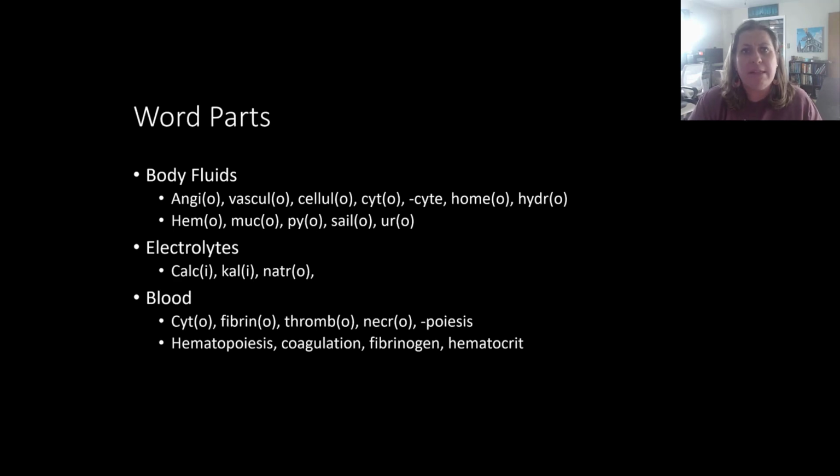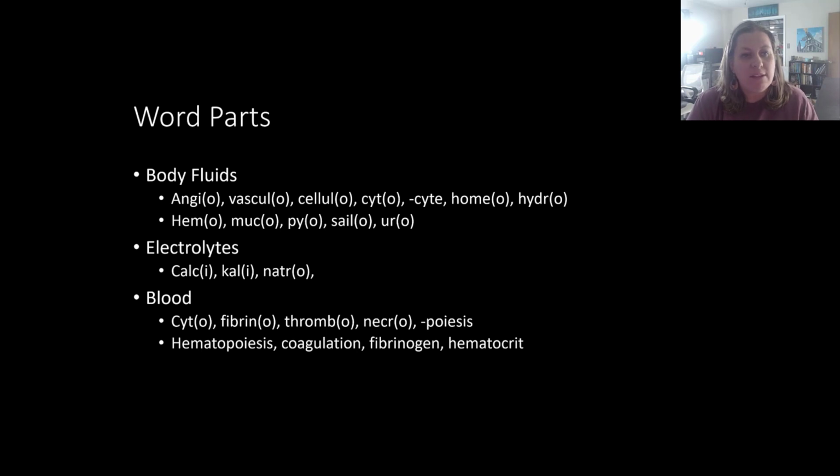So some word parts come into play when we're talking about bodily fluids. We see angio and vasculo. Those are for the vessels. Cellulo and cyte are for cells, as well as cyto. And then hemo is for blood, and hydro is what we use for water. Okay, so you have things like angiogram, vasculitis, cellulose, cytoskeleton, erythrocyte, hemoglobin, hydrophobic. These are all words that we would deal with a lot of times with those bodily fluids.